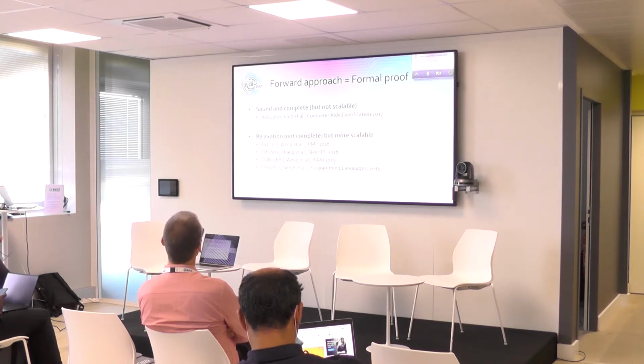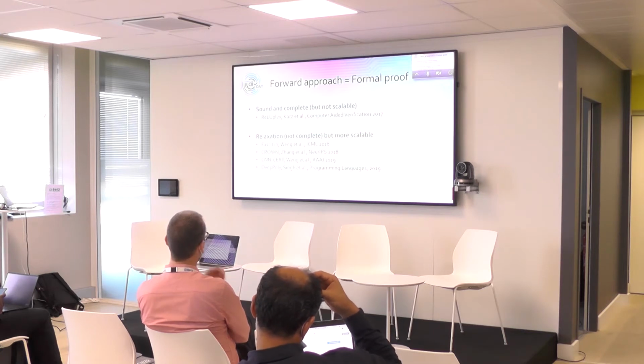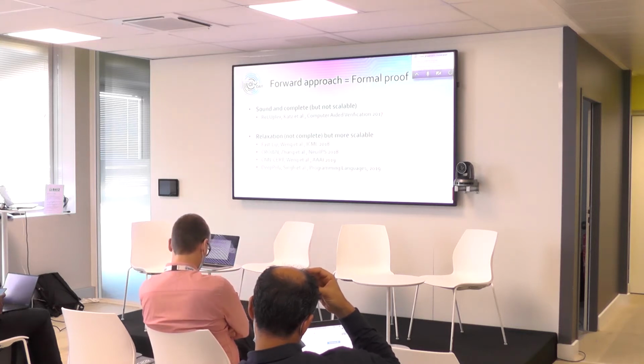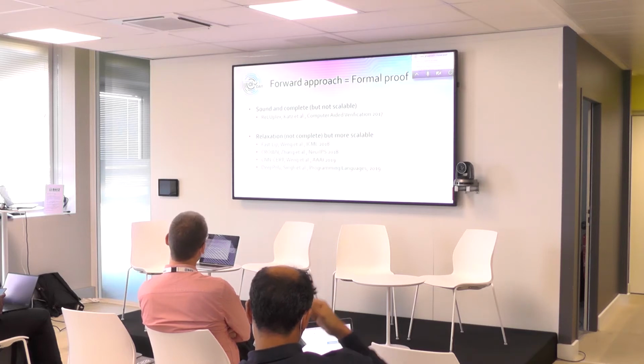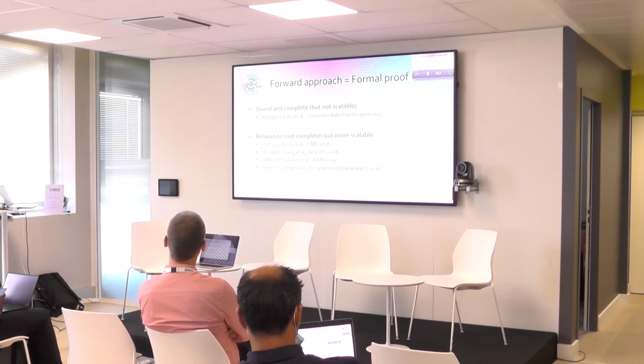So here are some papers about formal proofs. The very first one was ReluX, which is sound and complete, but not really scalable. You can only apply this certifier on very small neural networks. And these are papers about relaxations, different relaxations that allow you to apply these certifiers on even convolutional neural networks. You are more scalable, but then you are not complete. You are sound, but not complete.